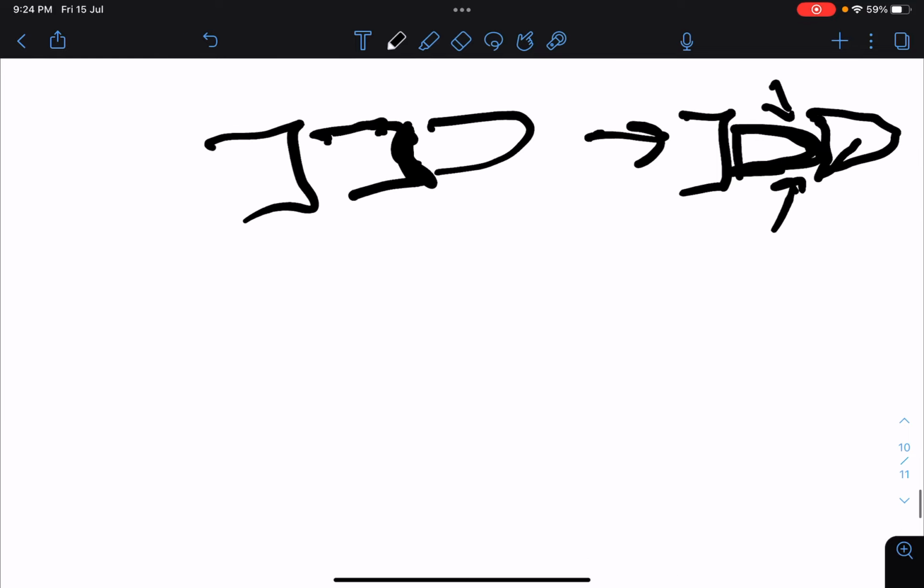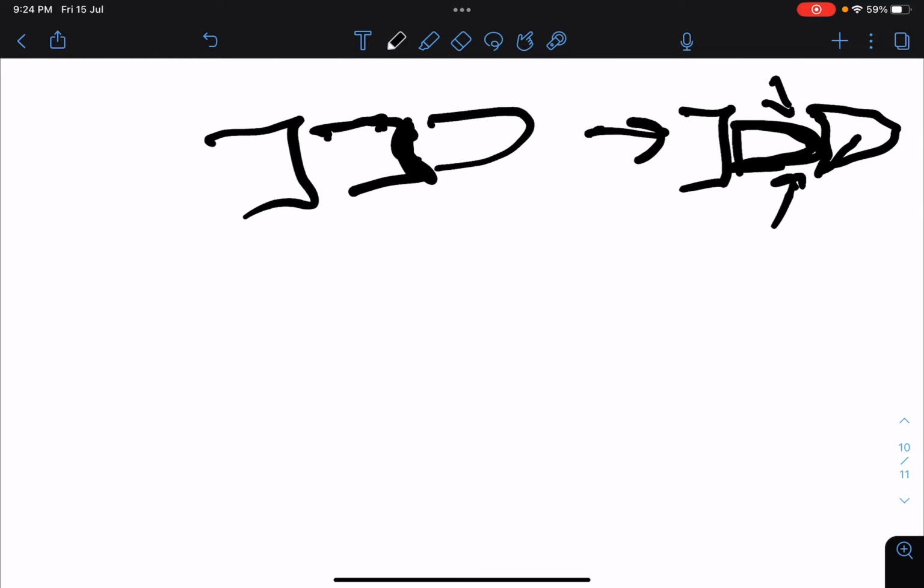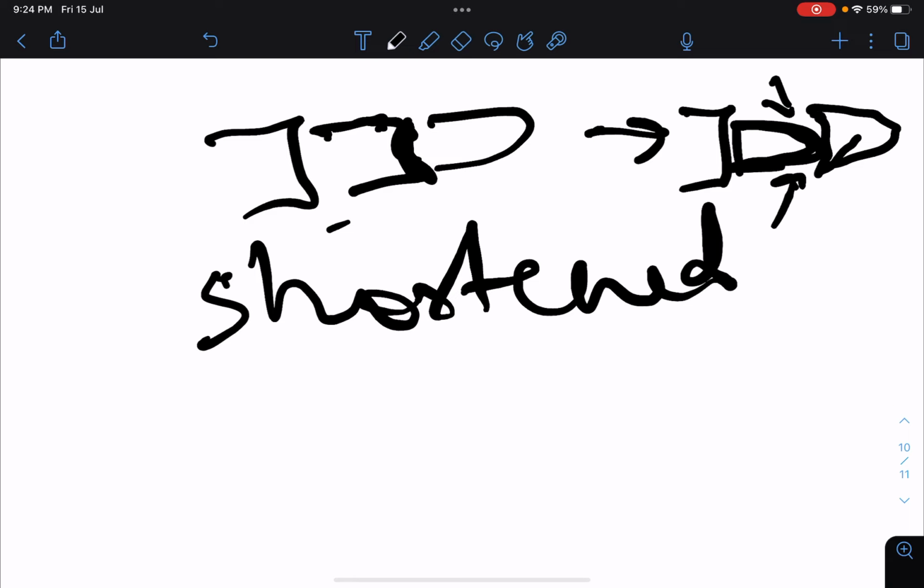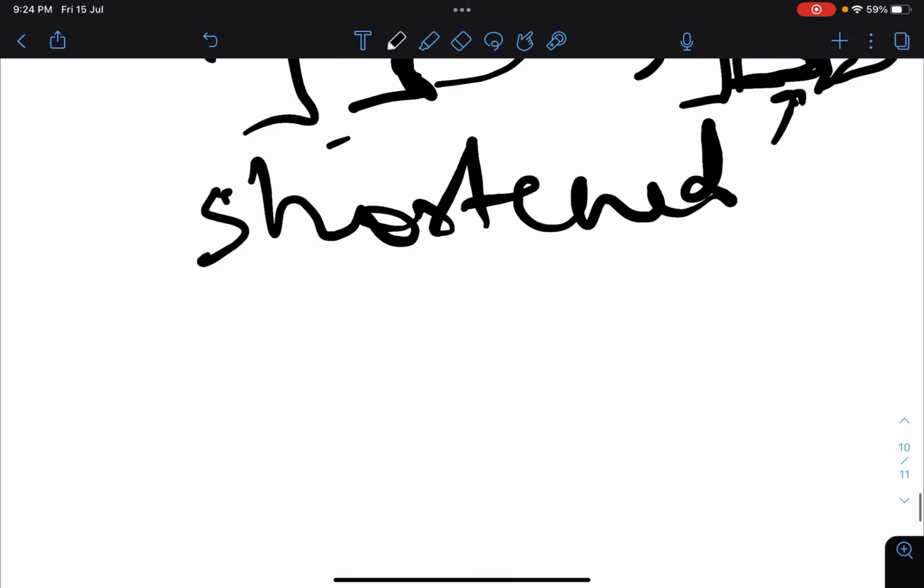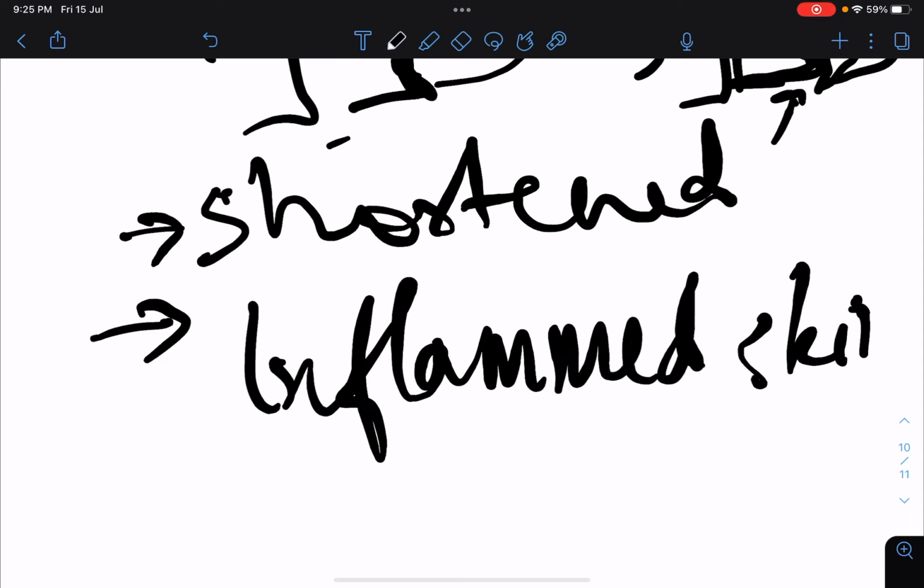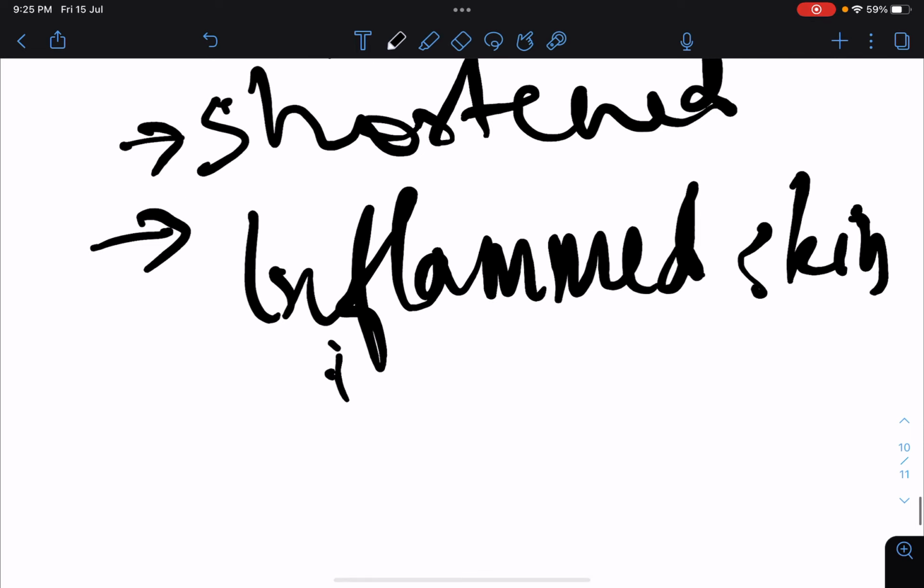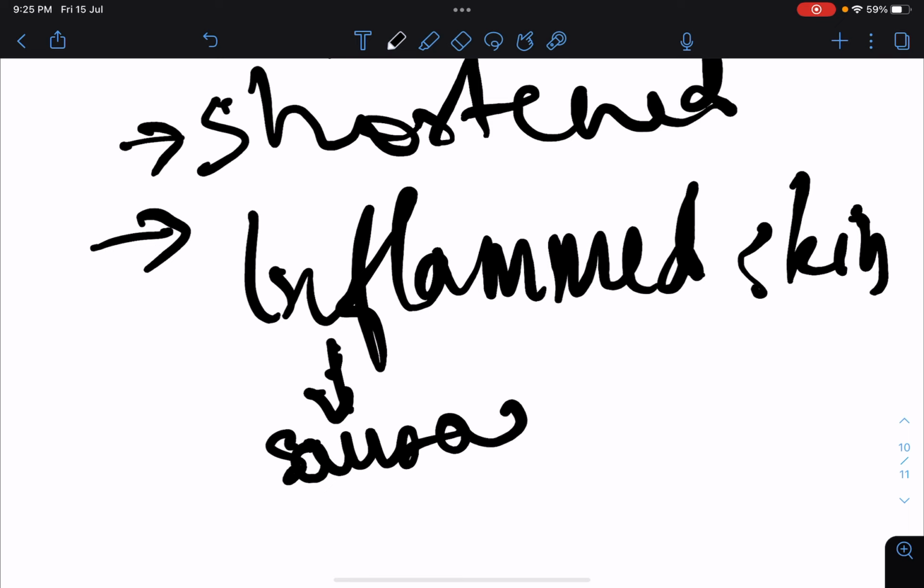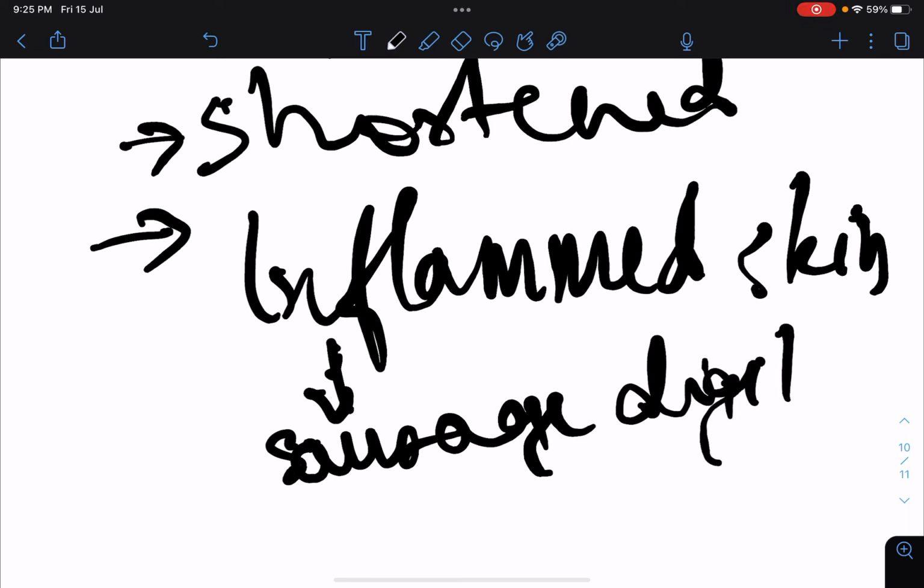Because of that, your digit is shortened because of erosion, and also your entire digit is showing psoriasis itself. So the skin over the digit is inflamed skin, and it actually appears like a sausage. So we call it sausage digit, very commonly called.